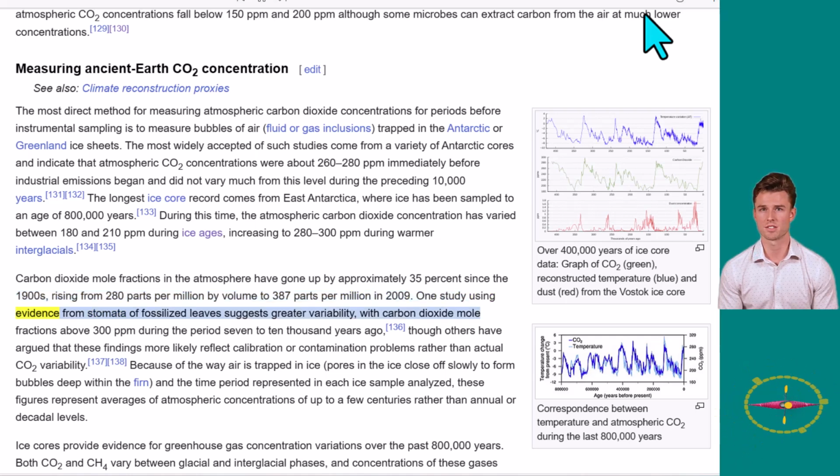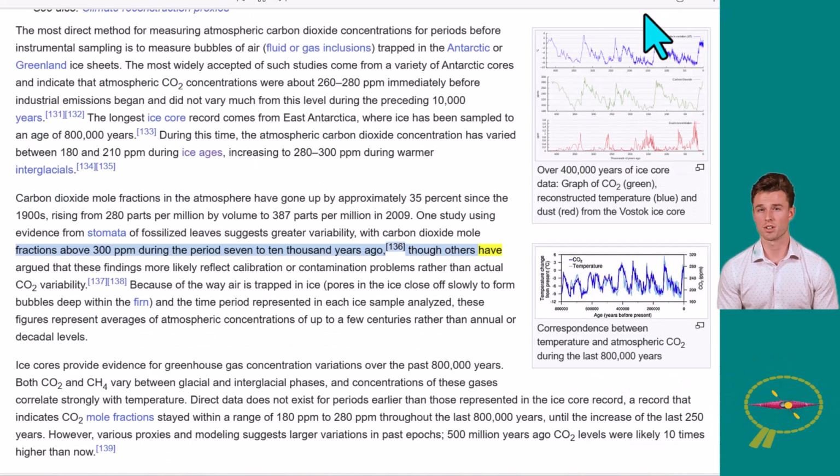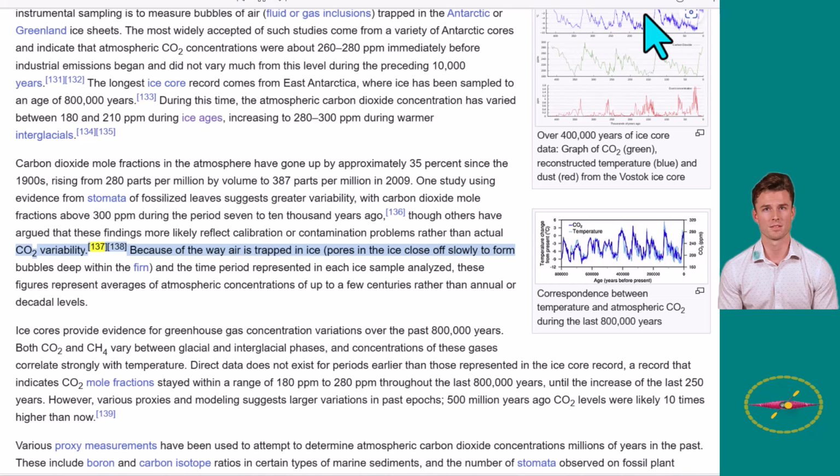One study using evidence from stomata of fossilized leaves suggests greater variability, with carbon dioxide mole fractions above 300 ppm during the period 7 to 10,000 years ago, though others have argued that these findings more likely reflect calibration or contamination problems rather than actual CO2 variability. Because of the way air is trapped in ice, pores in the ice close off slowly to form bubbles deep within the firn, and this affects the time period represented in each ice sample analyzed. These figures represent averages of atmospheric concentrations of up to a few centuries rather than annual or decadal levels.